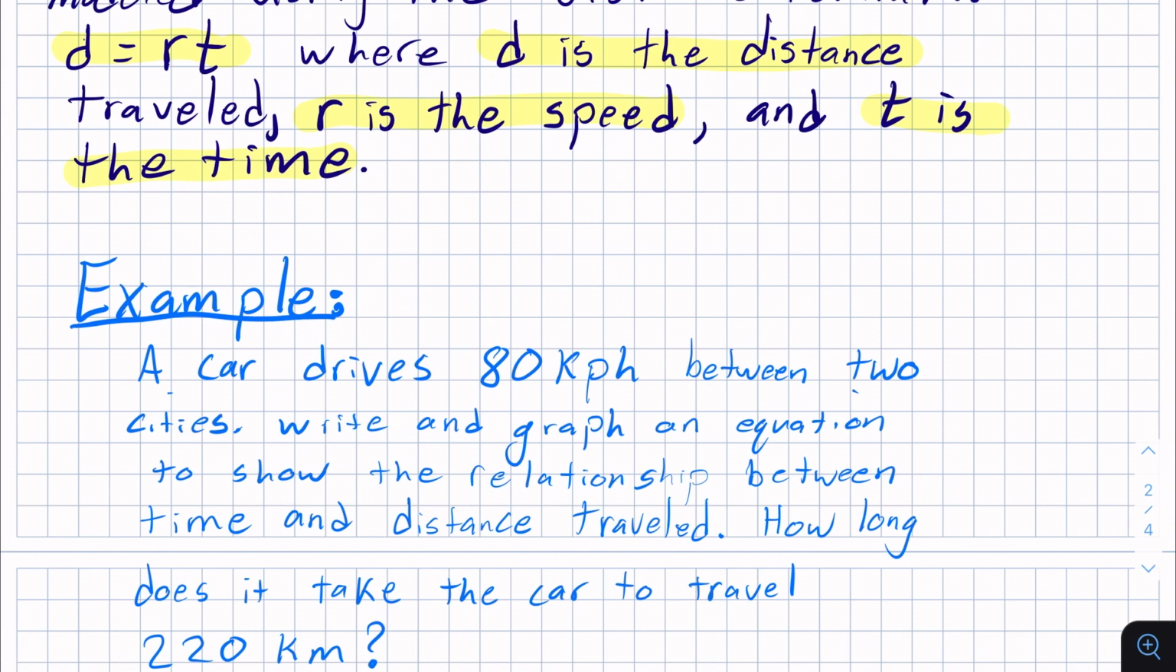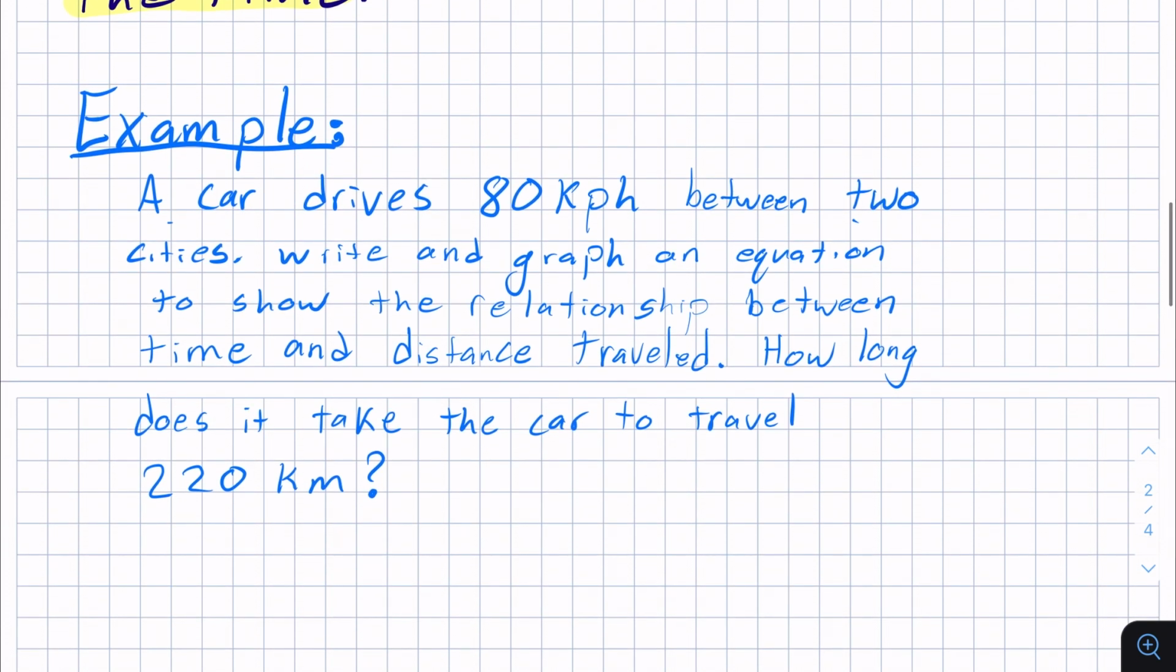So if I get a problem like this little example that I have right here, where there's some distance and some rate and some time, I can be thinking about the distance formula, and that can help me write my equation. Here it says a car travels 80 kilometers per hour between two cities. Write and graph an equation to show the relationship between time and distance traveled. How long does it take the car to travel 220 kilometers?